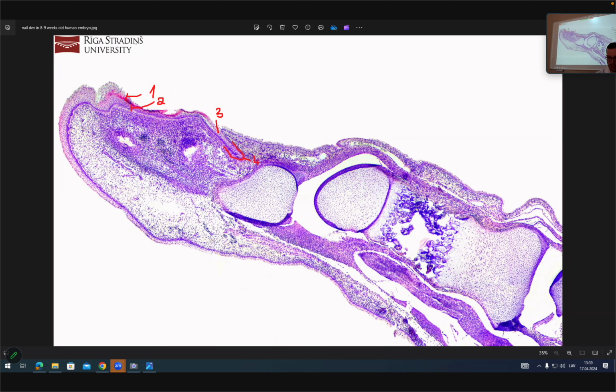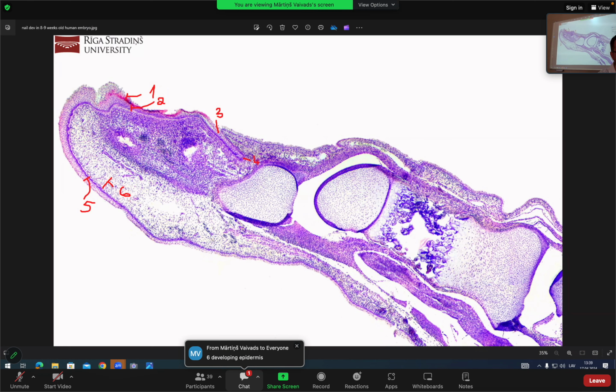So nail matrix. In your e-studies, the nail plate is mentioned as nail lamina, but it's the same thing. It's bright red because it's keratinized. What else can we see here? Don't forget, you have number 5, developing epidermis, and number 6, developing dermis. You still have some skin around. Sorry, I will clear this, mistake, delete. Number 5, developing epidermis, and number 6, developing dermis. So don't forget the skin is still here.